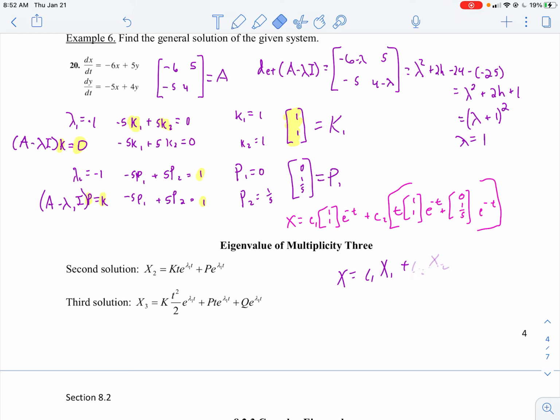All right, that's it for that video. Hopefully you understand now how to solve for the second solution, given a repeated eigenvalue.